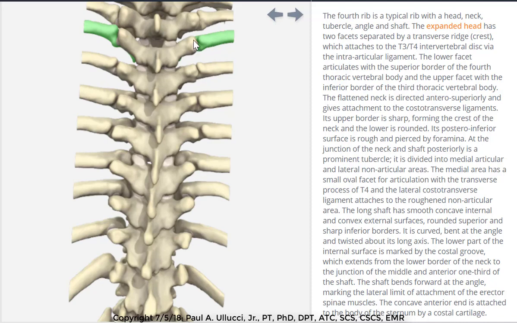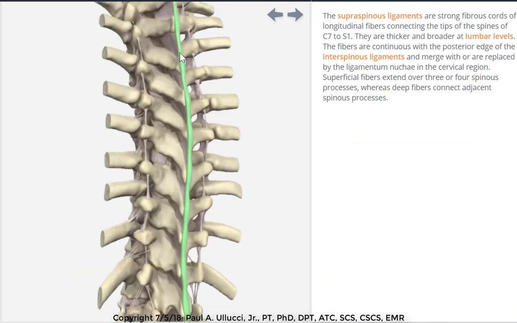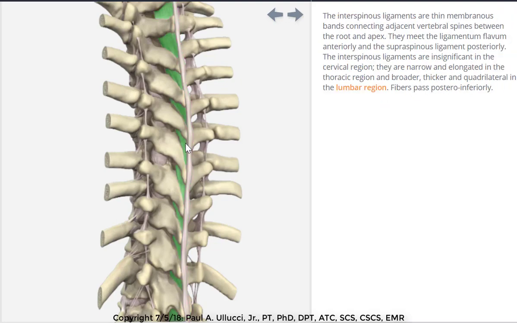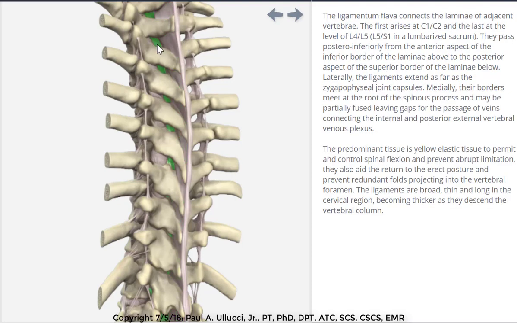with the transverse process. This is the supraspinous ligament. You can see that it's running from the tips of all of the spinous processes in the thoracic spine. Deep to that are the various interspinous ligaments that connect the spinous processes together. This is ligamentum flavum. We've showed you that in a previous video.